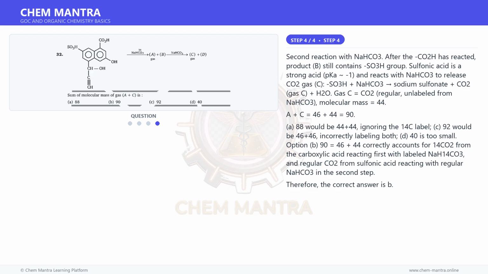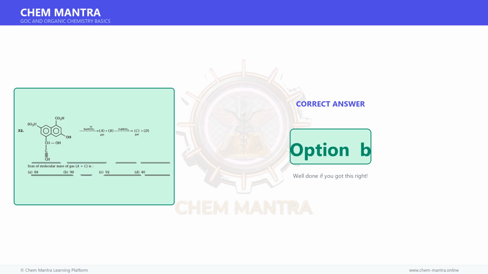Option A, 88, would be 44 plus 44, ignoring the 14C label. Option C, 92, would be 46 plus 46, incorrectly labeling both. Option D, 40, is too small. Option B, 90, equals 46 plus 44 and correctly accounts for 14CO2 from the carboxylic acid reacting first with labeled Na14CO3, and regular CO2 from the sulfonic acid reacting with regular NaHCO3 in the second step. Therefore, the correct answer is option B.